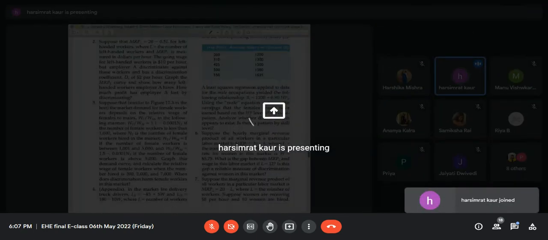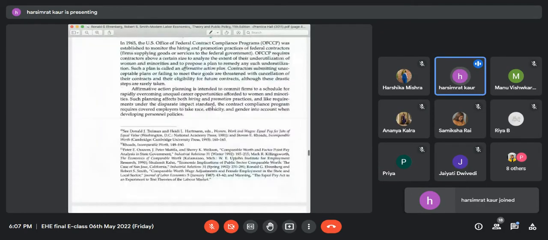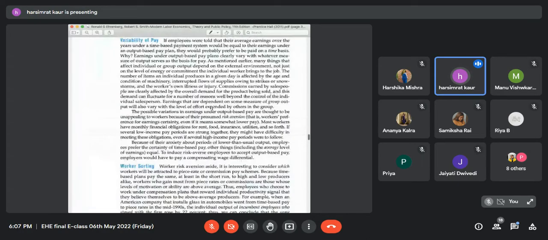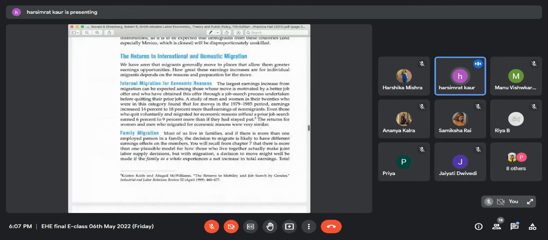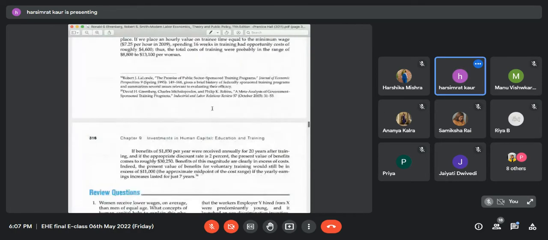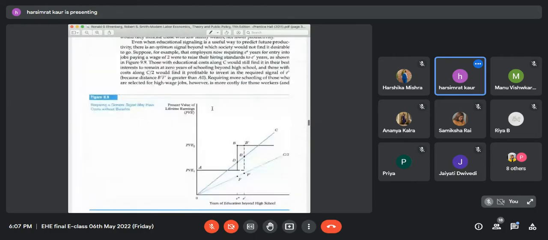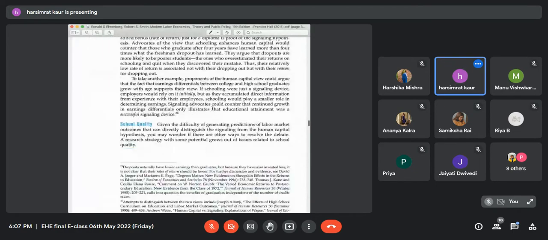So guys, these questions, these numericals or problems, have been covered. And if I go to chapter 9 of this book, which we did earlier, again all the numericals have been covered. I think I have done that in the class for chapter 9.